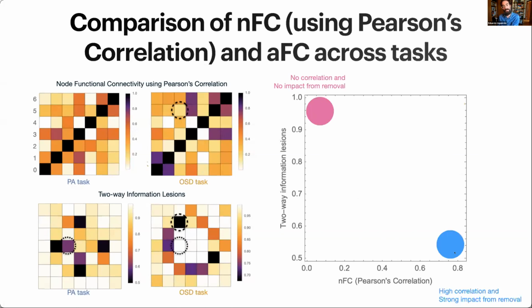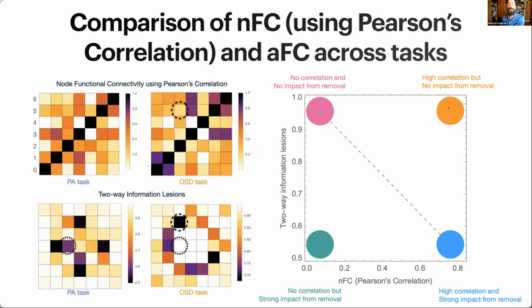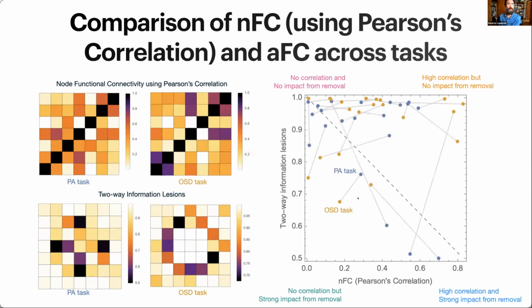Same for this side here: high correlation and strong impact from informational lesion removal. And anything along that line is sort of agreement. And then on the opposite, we have the corners. This corner would be pairs of neurons that seem to be very highly correlated, but nevertheless result in no impact to the behavior after they're removed. And in this case, the most counterintuitive of them all, which would be no correlation and nevertheless high impact from removal.